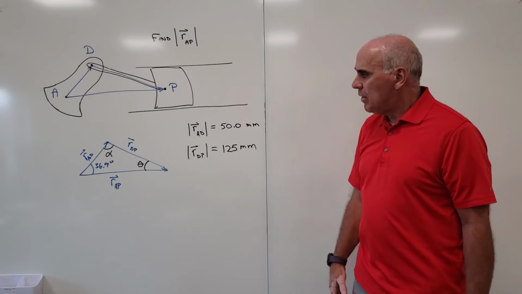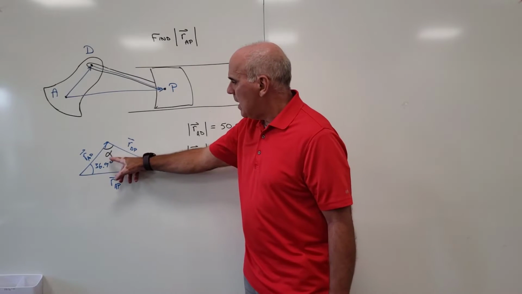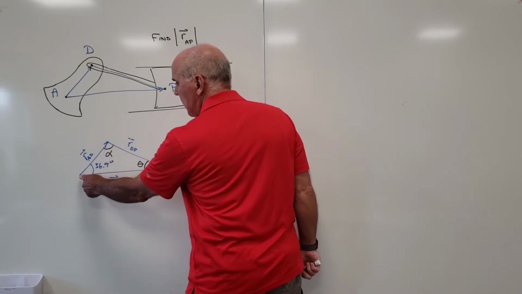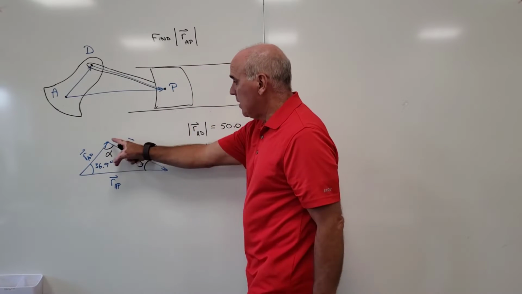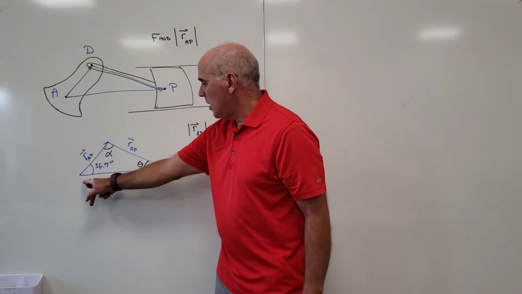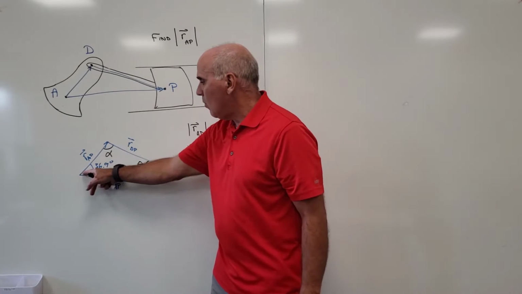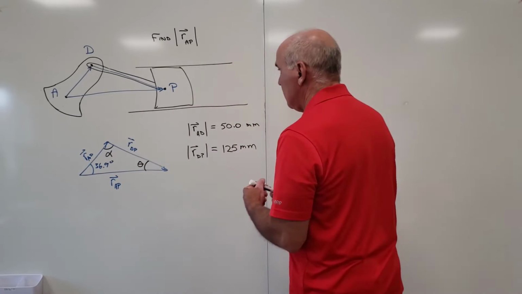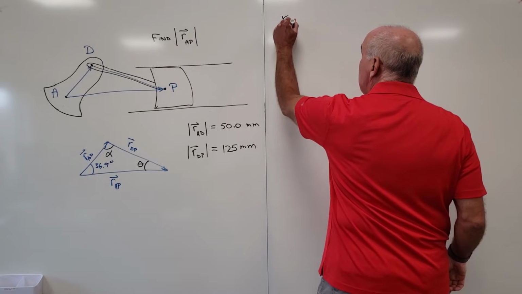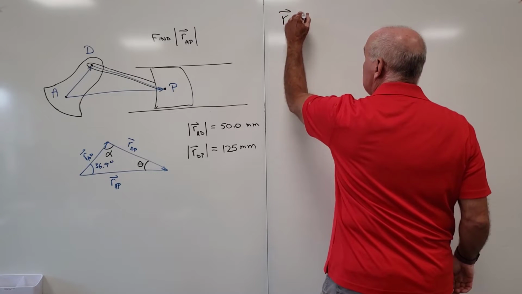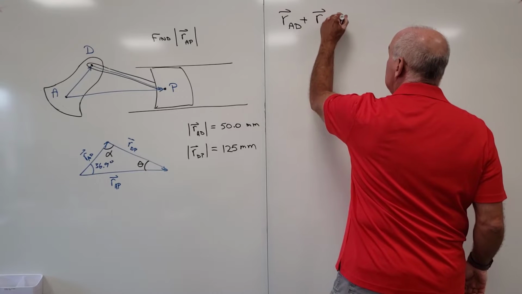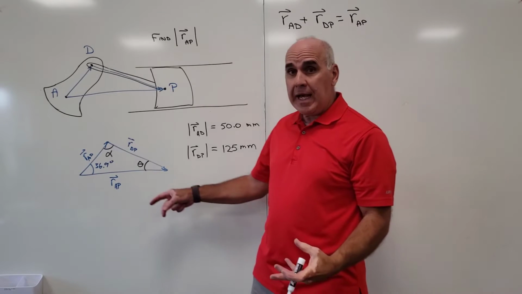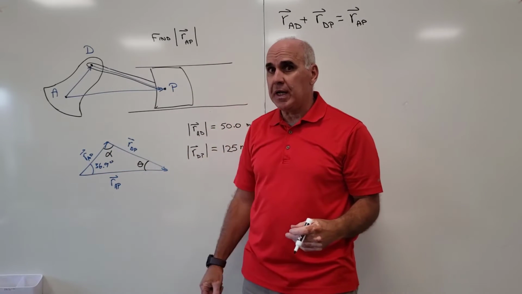All right, so we need to solve this problem. Well, the angles alpha and theta are unknown. Well, let me step back. This triangle shows that RAD vector plus RDP vector equals RAP vector. So I add one vector to the other, and that gives us the third vector. Okay, so let me just specify that then. RAD vector plus RDP vector equals RAP vector. We add this together, and we get a closed triangle.